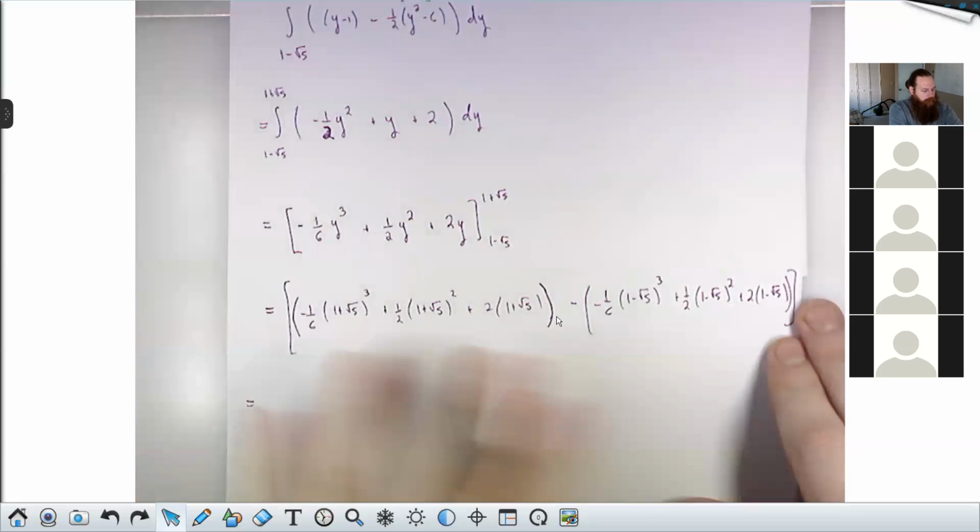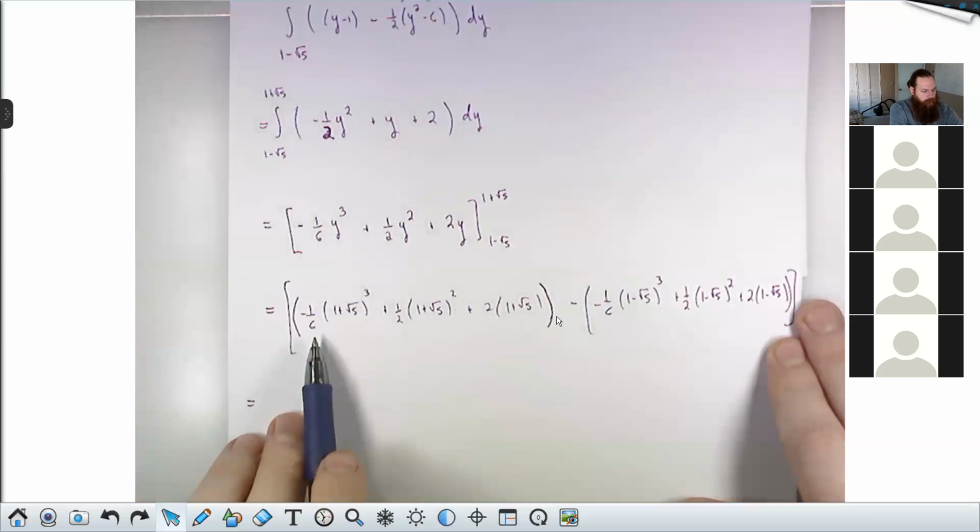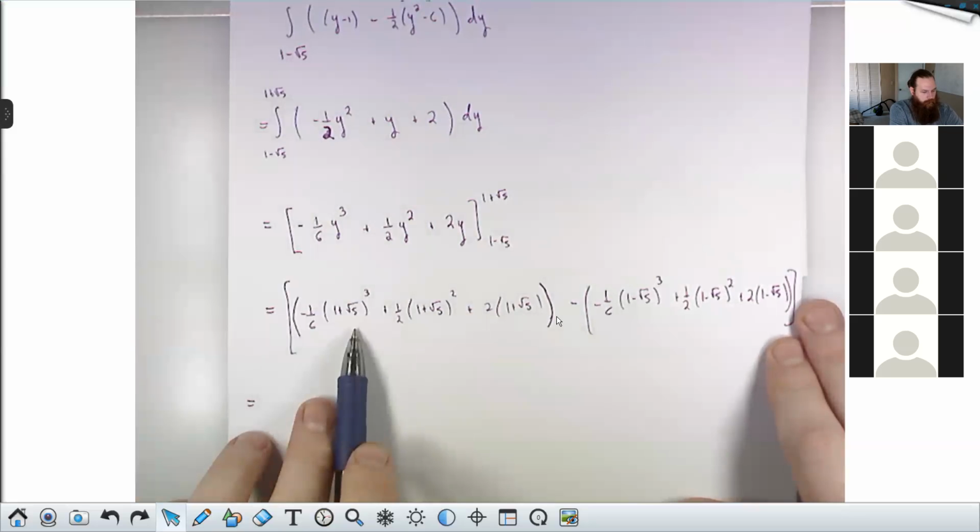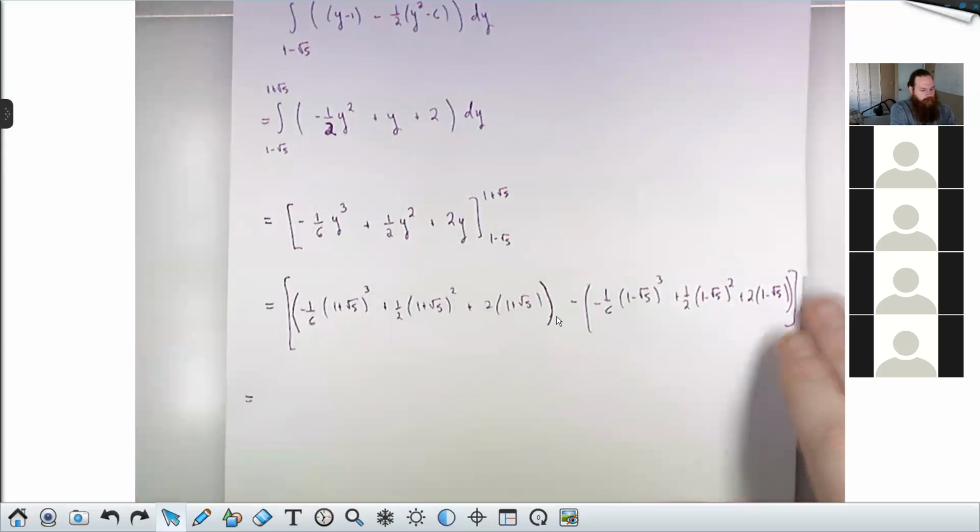You could combine some things if you wanted. You got a negative 1/6 times this quantity cubed. Yeah, it's not the same as these. They're not like terms. I would just leave it like this, honestly. Cleaning this up from here is not a super pleasant thing. It's not super enjoyable. It doesn't really teach us very much. So you could leave it like this.